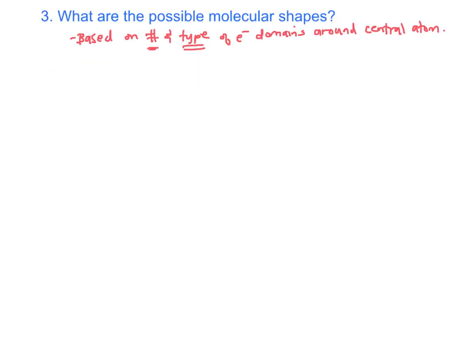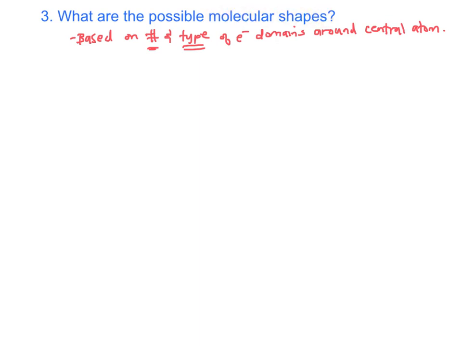So at this point, we're going to talk about the possible molecular geometries or shapes that molecules can take on. And this is all, again, going to be due to the number and types of electron domains that you find around the central atom. Number means how many, and type means are they bonded or unbonded or lone pairs of electrons. Those different types of electrons and how many there are around the central atom is going to determine the shape of a molecule.